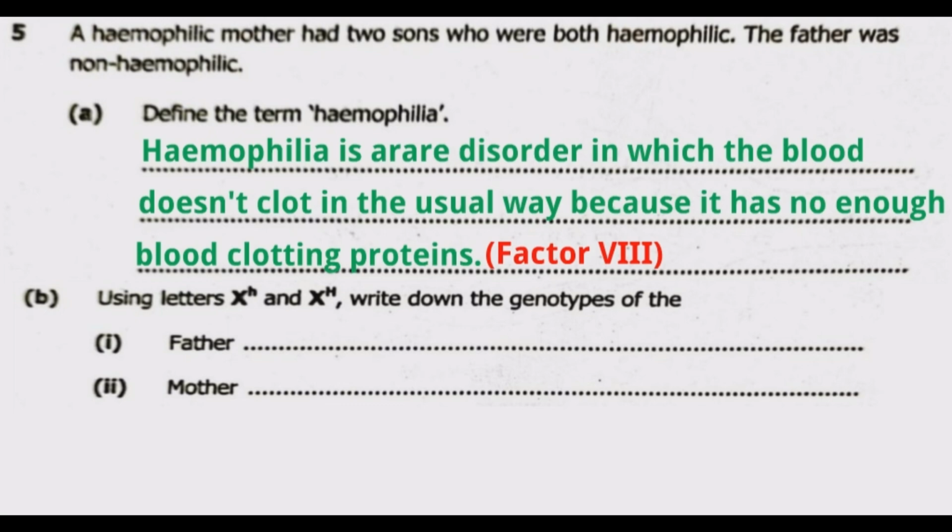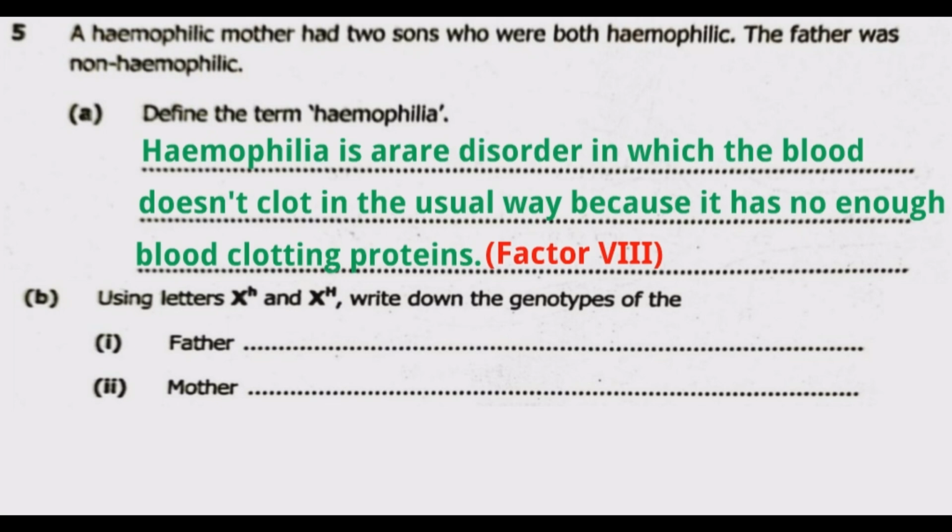Okay, we come to question 5b. Using letters Xh and XH, you can see that in the first one the h is a small letter and in the second the H is a capital letter. Write down the genotype of 1, the father, and 2, the mother.